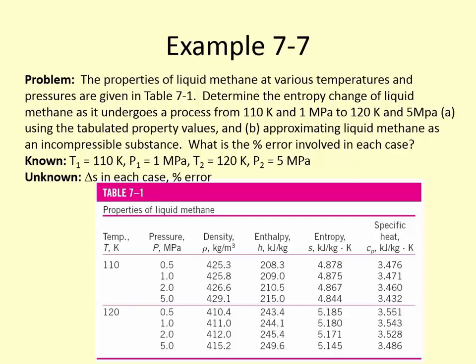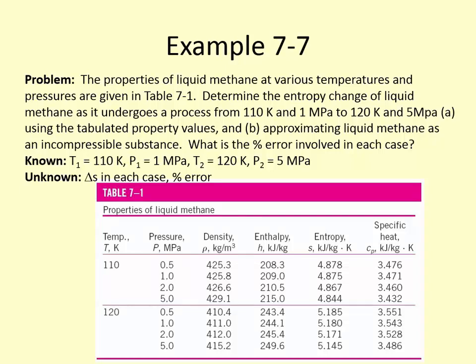Okay, any questions on this example? So again, what is an incompressible substance? Yeah, the density or the specific volume is not changing with temperature or pressure. So whatever process you undergo, between the initial and final states the specific volume and the density won't change. So let's look at this table. Does our density change from 110 Kelvin to 120? Our initial density is 425.8. Our final density, 415.2. Okay, it changes, right? So we should expect that we would have some error in making an incompressible assumption for a substance that's not actually incompressible.